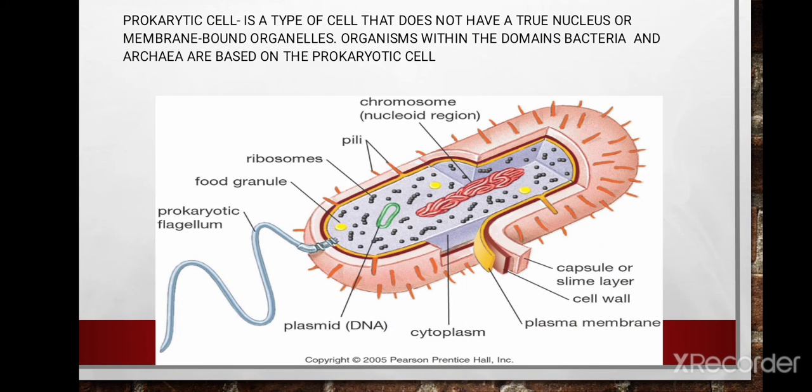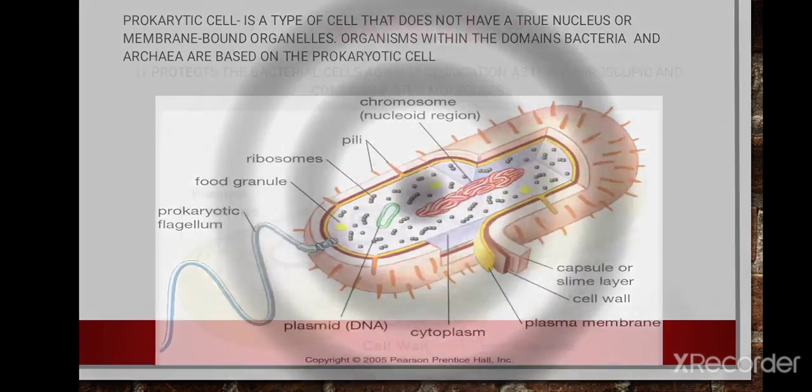So now we go to the second part of the cell, which is the prokaryotic cell. It is a type of cell that does not have a true nucleus or membrane-bound organelles. Organisms within the domains bacteria and archaea are based on the prokaryotic cell. So that's the meaning of prokaryotic cell.